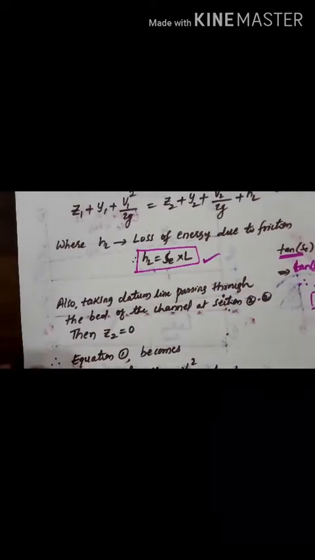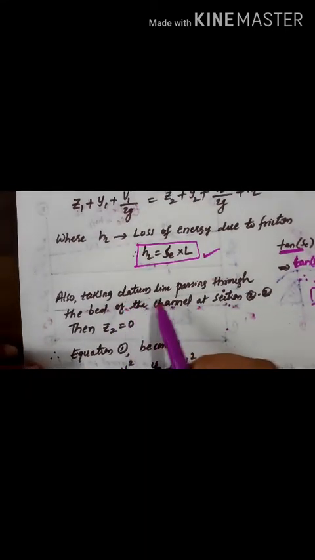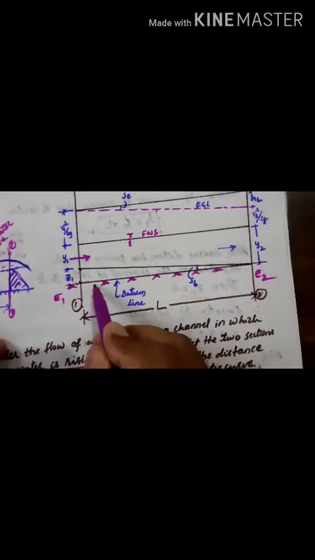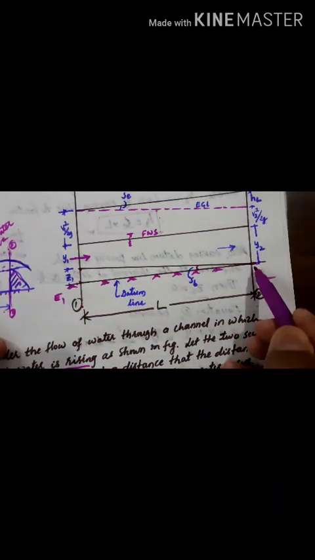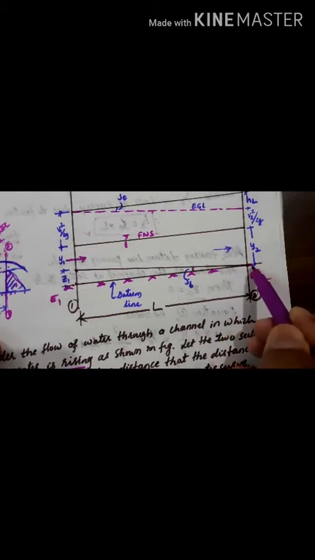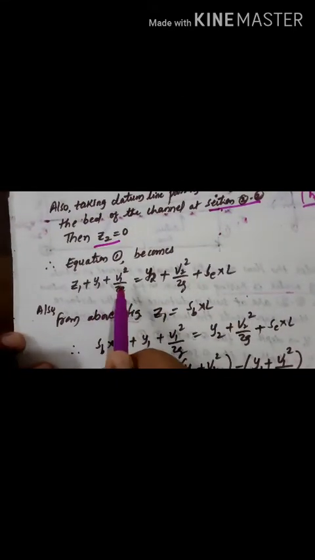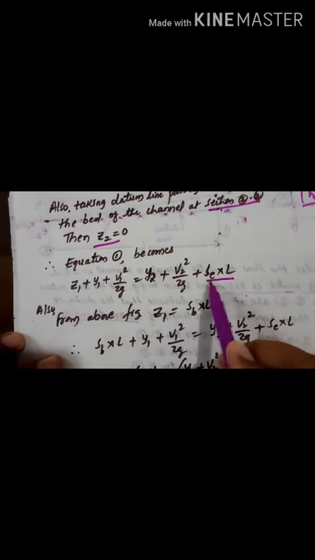So this I have written here. Also taking datum line passing through the bed of the channel at section 2, that is Z2 equal to 0. At section 2, this datum line is passing here, it is almost nil, so Z2 will be 0 here. Then when Z2 is 0, equation 1 becomes Z1 plus Y1 plus V1 square by 2G is equal to Y2 plus V2 square by 2G plus HL.